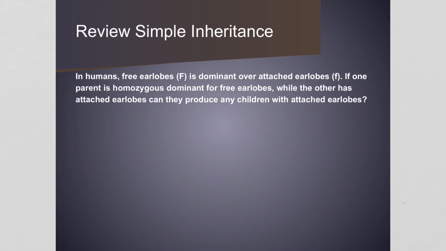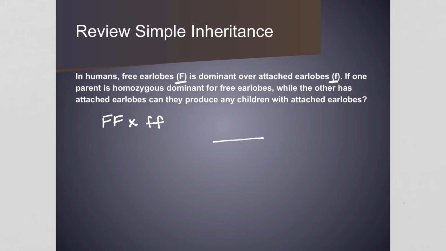In this example, it says in humans, free earlobes, which will be shown by F. It's a capital F in this case because it is dominant. Free earlobes is dominant over attached earlobes, which is represented with the lowercase f because it's recessive. If one parent is homozygous dominant for free earlobes, that parent would have a genotype like this, while the other has attached earlobes. Since attached is recessive, the only way a person could have the phenotype attached would be if they had two recessive genes. So we know the genotype in this case is little f, little f. And the question is, can they produce any children with attached earlobes?